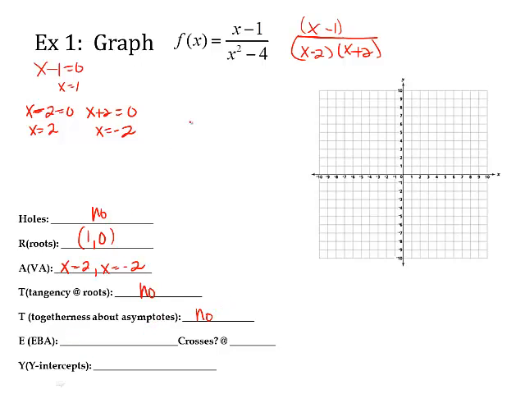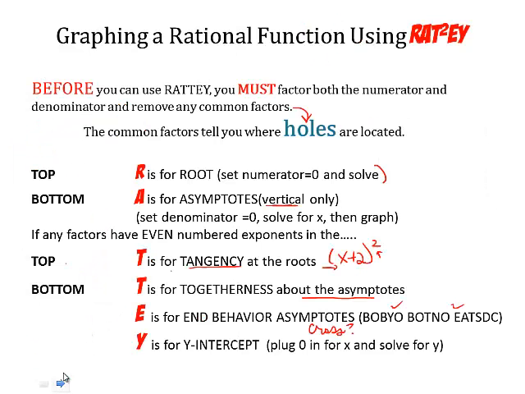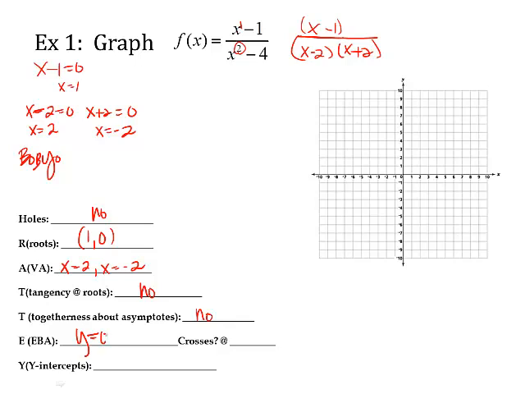End behavior. Okay, is this a Bobbio, Botno, or eats DC? The exponent power is 1 on top, it's 2 on the bottom, so it's bigger on the bottom. So this is Bobbio. Remember, if it's Bobbio, yo is yo answer. So it's y equals 0.